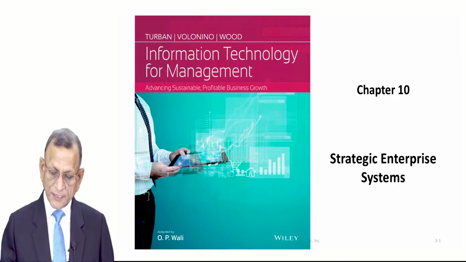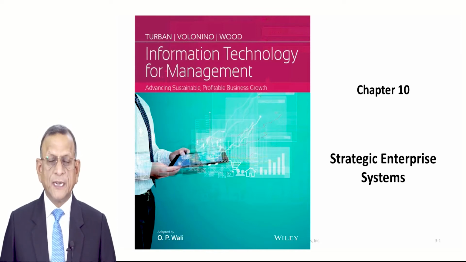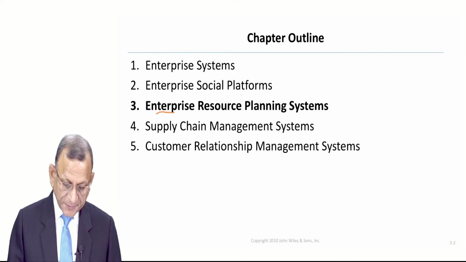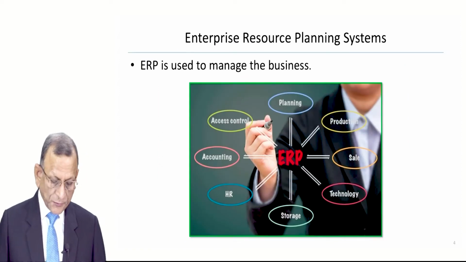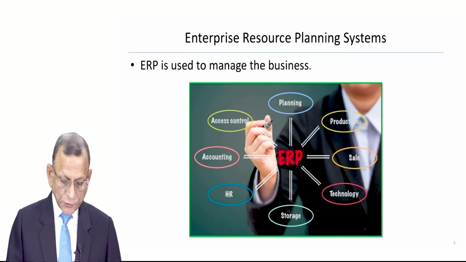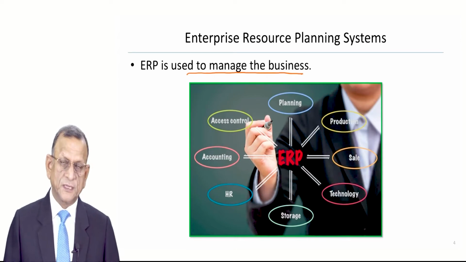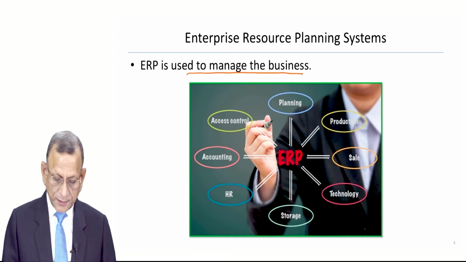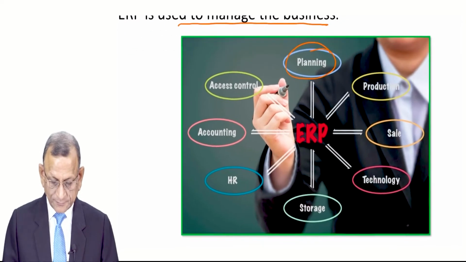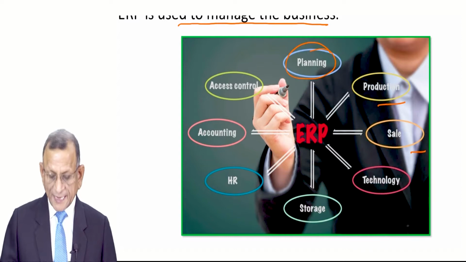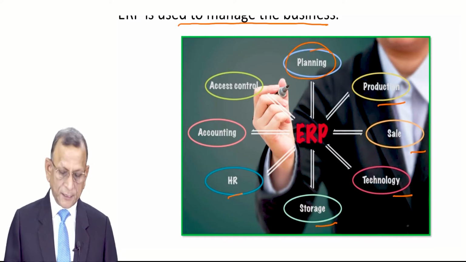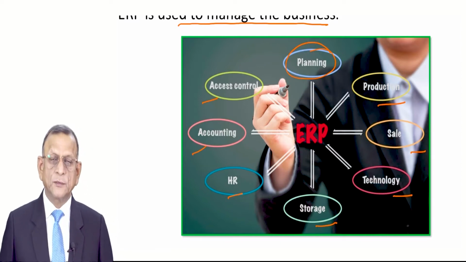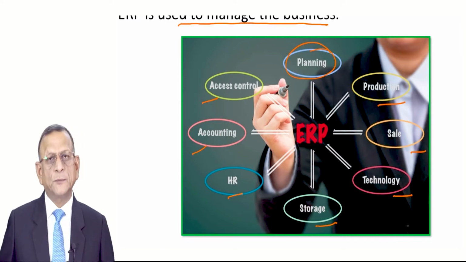The third section of this chapter is highlighting and talking about enterprise resource planning systems. What does it mean? How do they work? Friends, enterprise resource planning is used to manage the business. What will be integrated into it? Planning, production, sales, technology, storage, inventory management, HR, accounting, access control, and other aspects also, whenever needed.